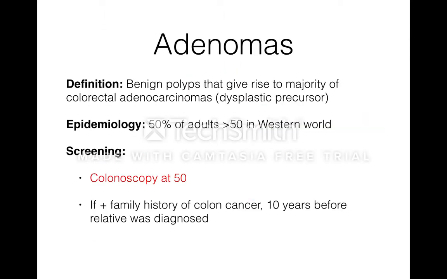Adenomas are benign polyps that give rise to most colorectal adenocarcinomas. In other words, they are the dysplastic precursor lesion. These are quite common. In the Western world, half of all adults greater than 50 will have an adenoma on colonoscopy. For this reason, it is recommended that patients undergo screening with colonoscopy beginning at age 50. However, if there is a positive family history of colon cancer, the first colonoscopy should be 10 years before the youngest relative was first diagnosed.